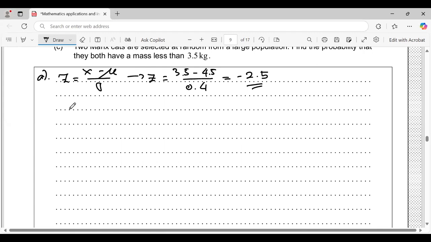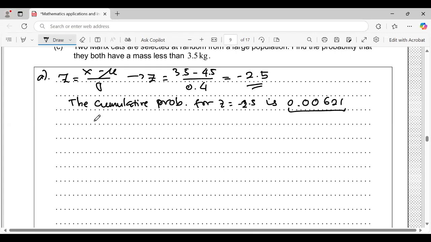And the cumulative probability for Z equal minus 2.5 is 0.00621. Again, you can determine this number through a calculator or through your Z table.